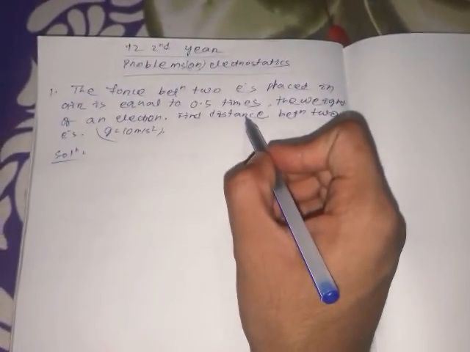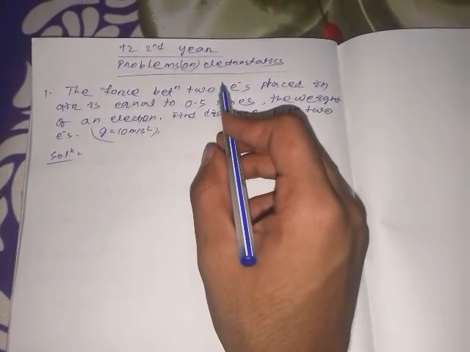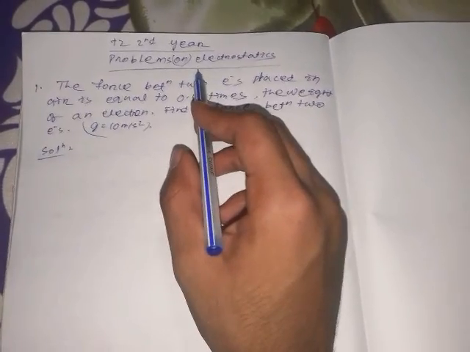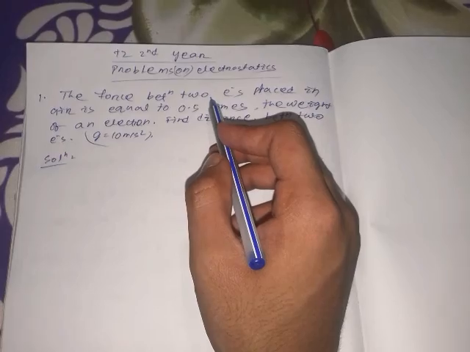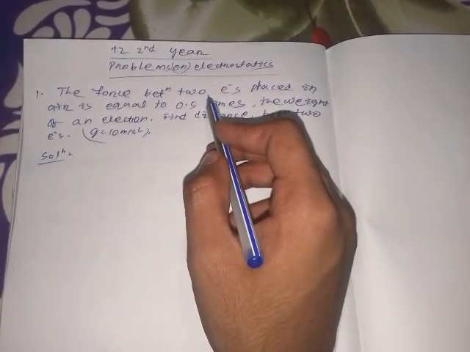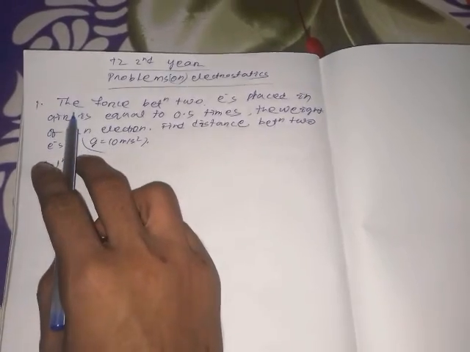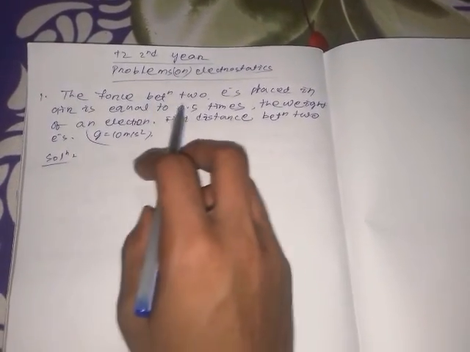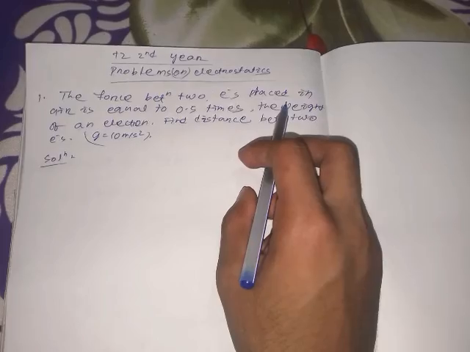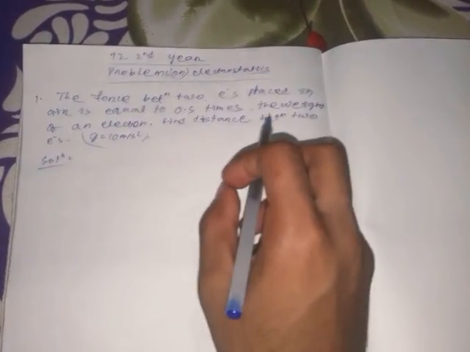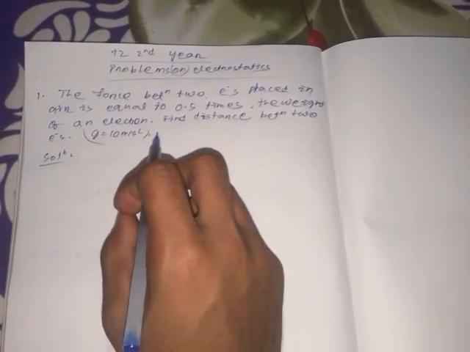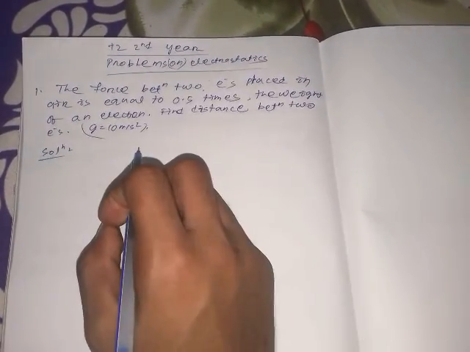This video is only for plus 2 second year science students, and this video belongs to problems on electrostatics, the first chapter of your physics books. Here the problem is given: the force between two electrons placed in air is equal to 0.5 times the weight of an electron. Find the distance between two electrons.